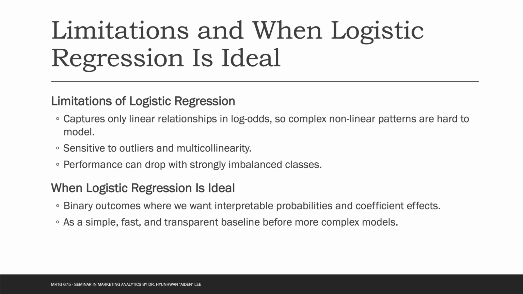Logistic regression is a very useful model, but it is not perfect. It only captures relationships that are roughly linear in the log odds, so if the true pattern is highly nonlinear, a simple logistic model may miss it. It is also sensitive to outliers and to features that are highly correlated with each other, which can make the coefficients unstable. And when the classes are very imbalanced, for example when churners are a small minority, performance can drop if we do not handle that imbalance carefully.